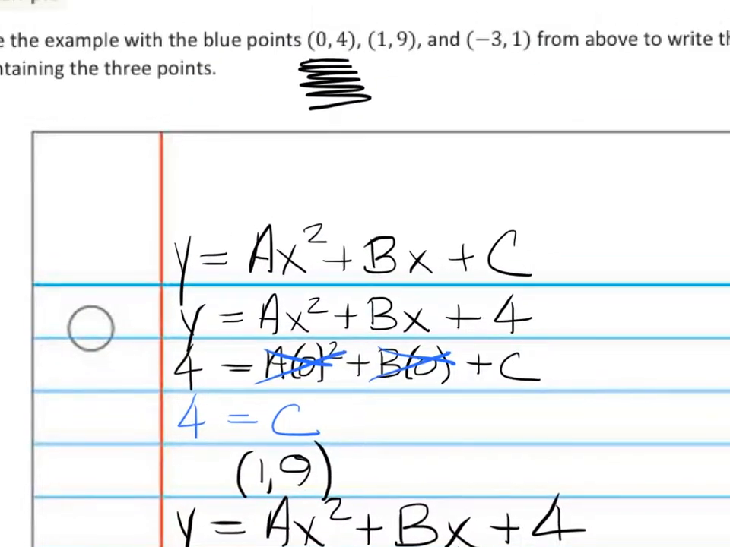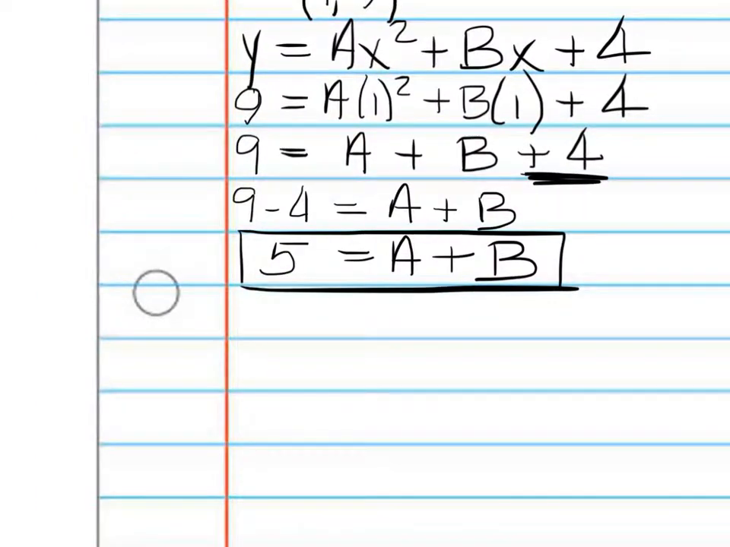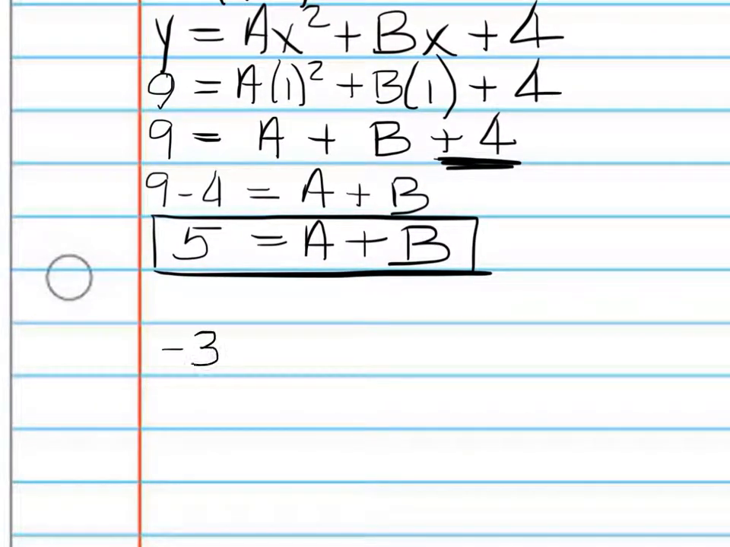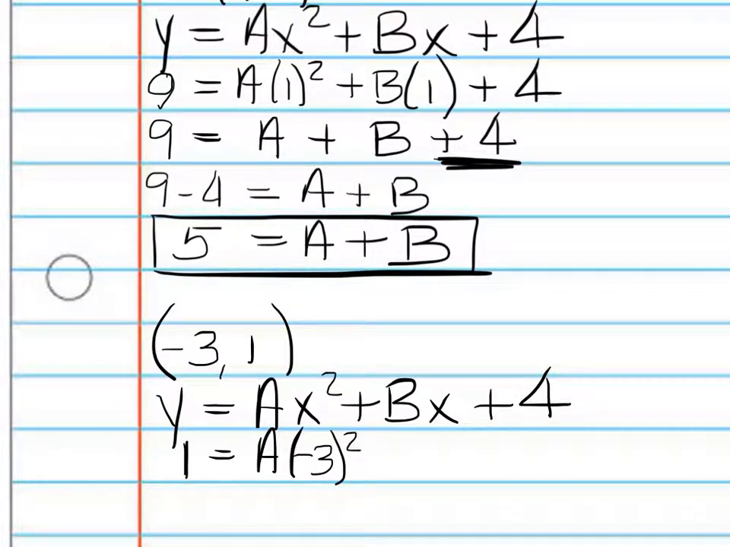The other point is negative 3, 1. Negative 3 and then a 1. So again, we're going to start with y equals ax squared plus bx plus 4. If we put in a negative 3 into this function for x, we will come back with a 1 for the y. Put in your negative 3 for the x, and then simplify.